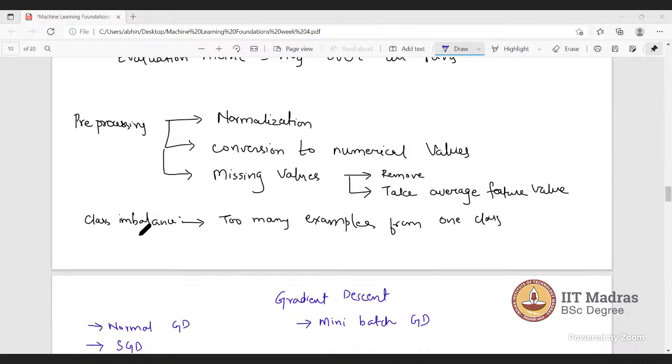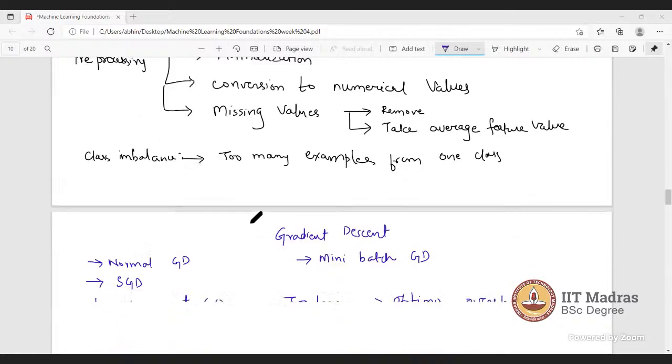Next problem which was discussed was class imbalance. So what is class imbalance? If we have a training set such that there are too many examples from one particular class and too few examples from the other class, we call it the class imbalance problem. To deal with it, all those things are going to come in the weeks to come.